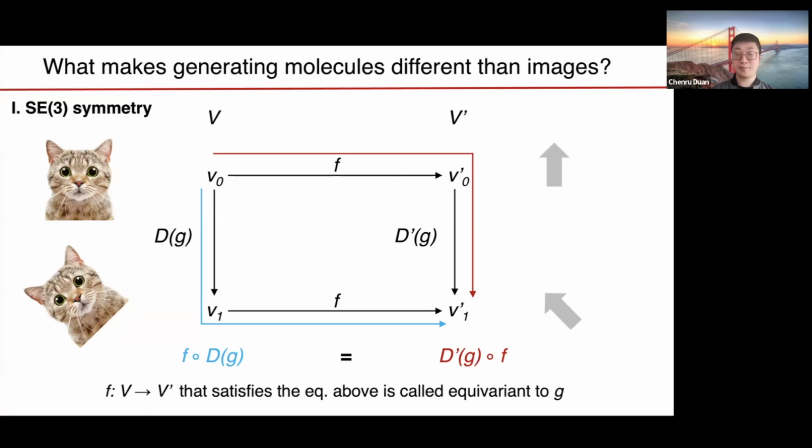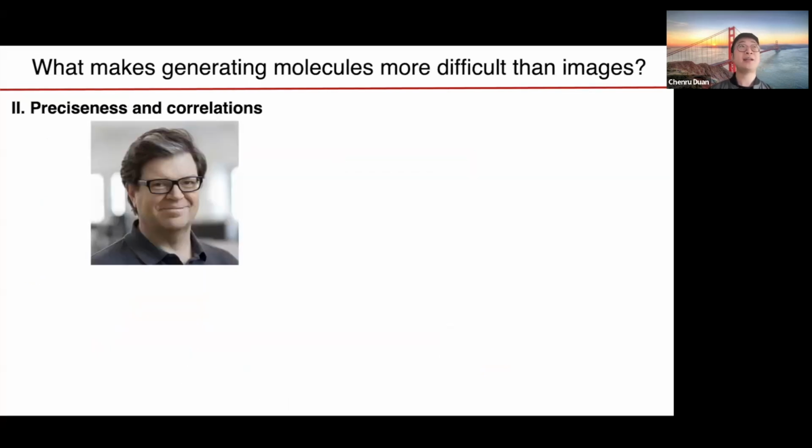And that's kind of the symmetry that we would like to obey. But that part is usually either ignored or directly simulated by augmentation during the training process. And the second one is the preciseness and the correlations that we have in the data.